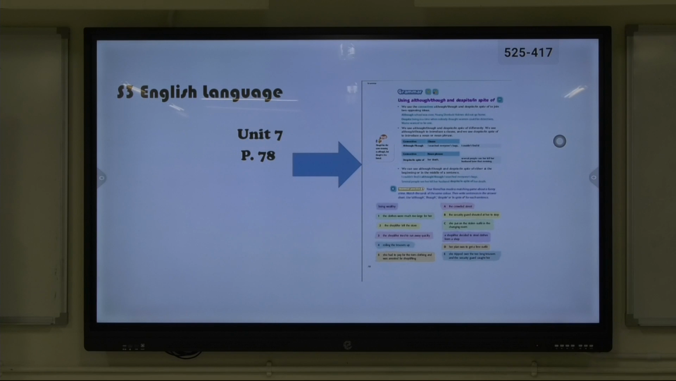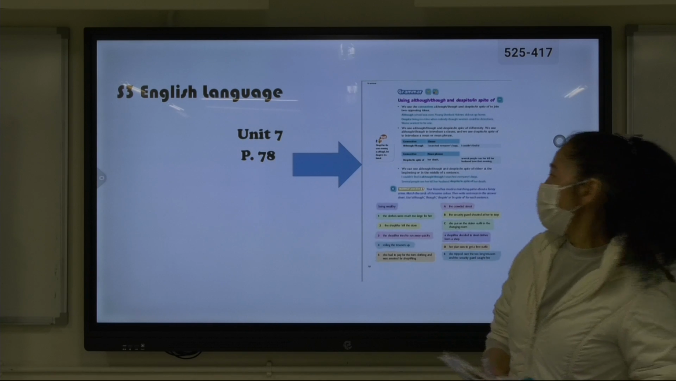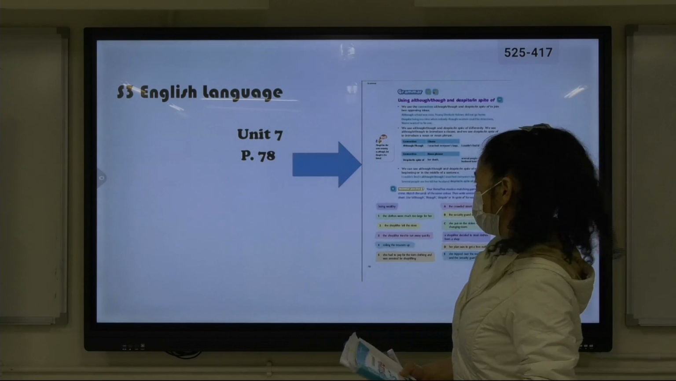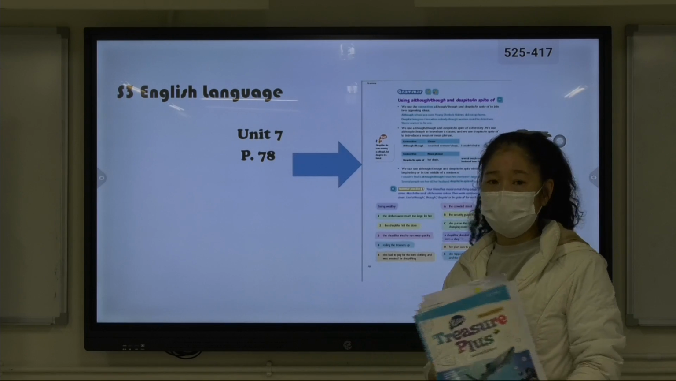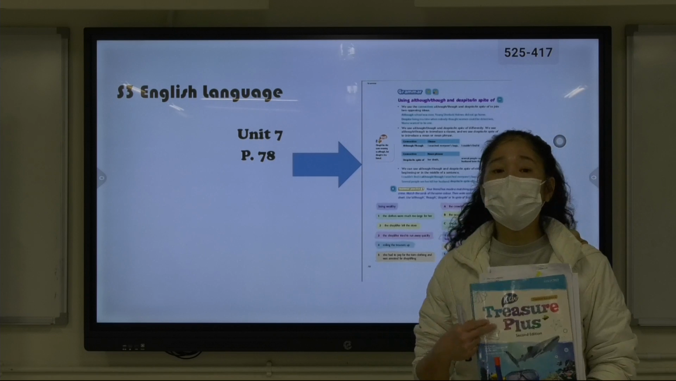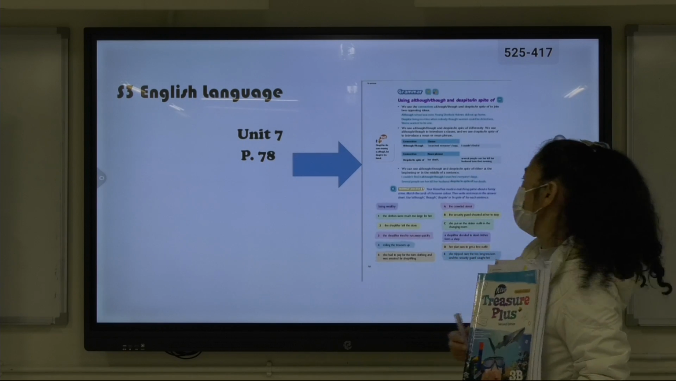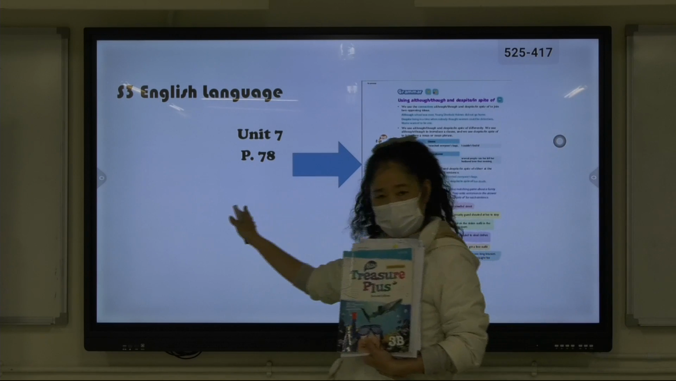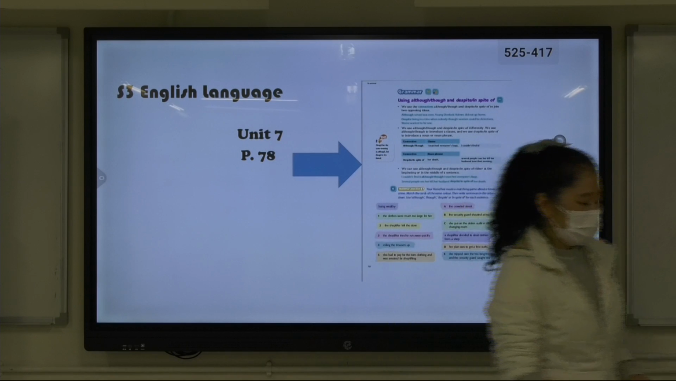Good morning, S3 students. Okay, now today we have to use the textbook. If you have your textbook in your hands, please turn to page 78. Okay, page 78.